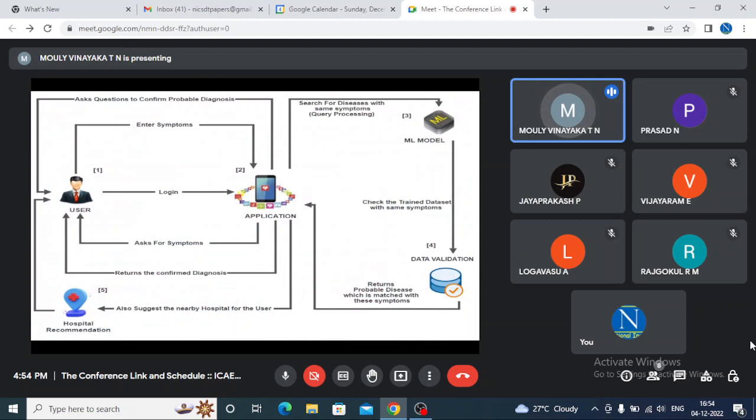First, the user has to log in to the application and the application asks for the symptoms. Through the symptoms, the application searches for the disease with the same symptoms in the ML model. From the database, it checks the trained data set with the same symptoms and returns the probable disease which matches these symptoms. It also suggests a nearby hospital for the user if there is any emergency.